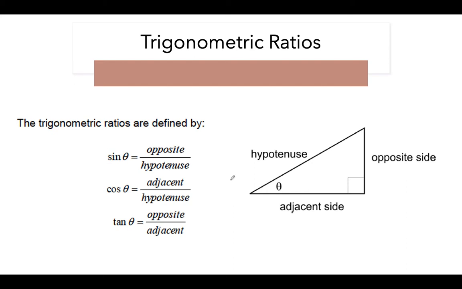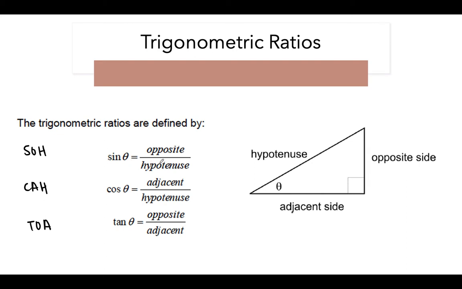So this is a review from previous lessons, trigonometric ratios. Trigonometric ratios are defined by SOHCAHTOA. Sine, so, SOHCAHTOA. Sine represents opposite over hypotenuse. Cosine represents adjacent over hypotenuse. And tangent represents opposite over adjacent.